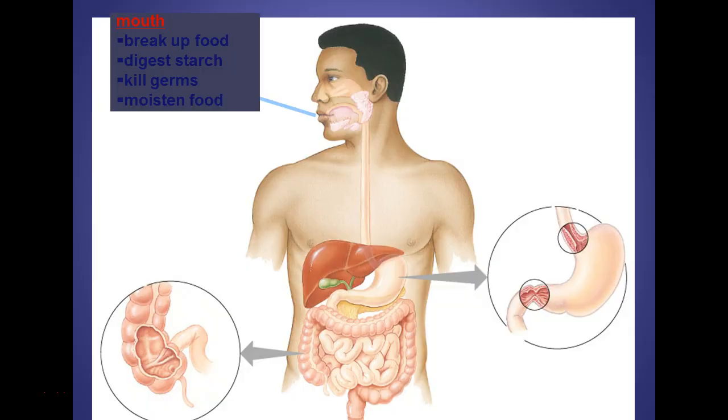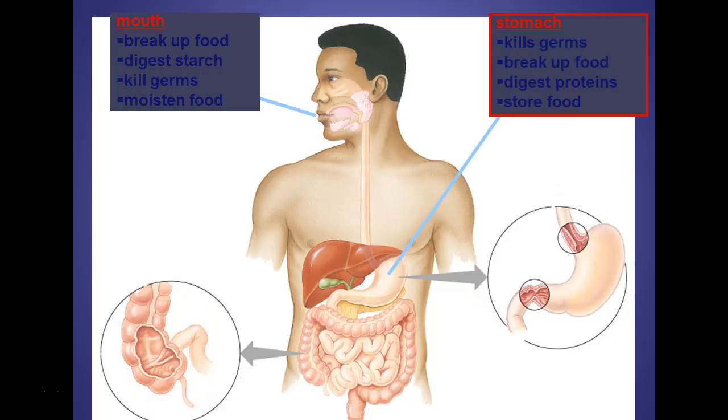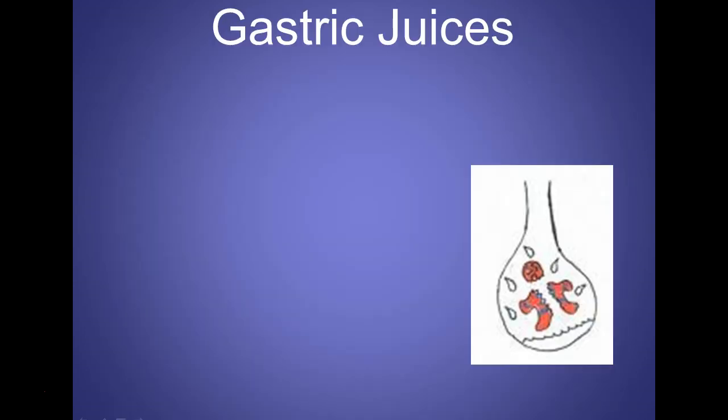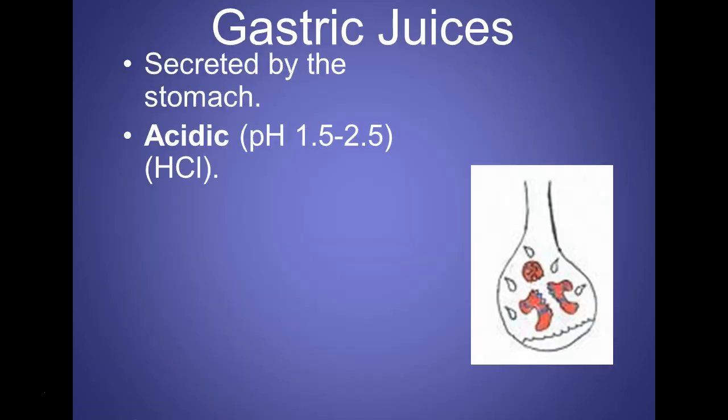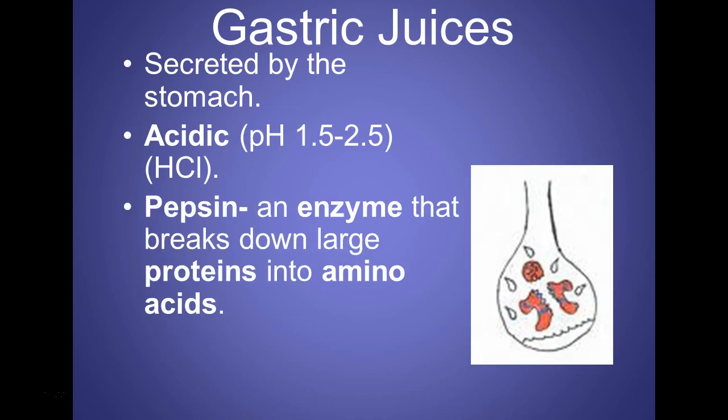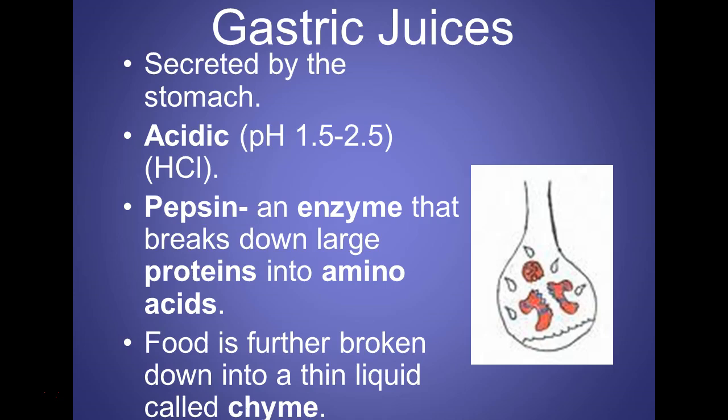All right, there it is. All right, so here we go. We're down into the stomach. I know this is hard to see. It kills germs, it breaks up food, it digests protein, and it stores food. There is a sphincter, okay, there's 2 sphincters here. This is the pyloric sphincter. These close the stomach off. Real quick, we have gastric juices. So here we go. I just talked about this. This is a repeat. Okay.